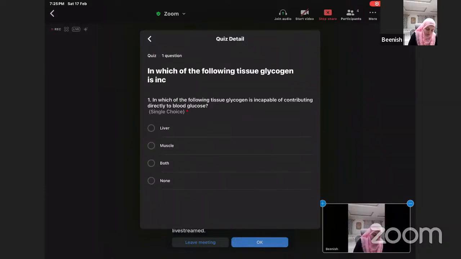Okay, we just discussed this. Muscle. Muscle uses its glycogen for the purpose of generating ATP. So the answer will be, which is incapable of contributing? It will be muscle.